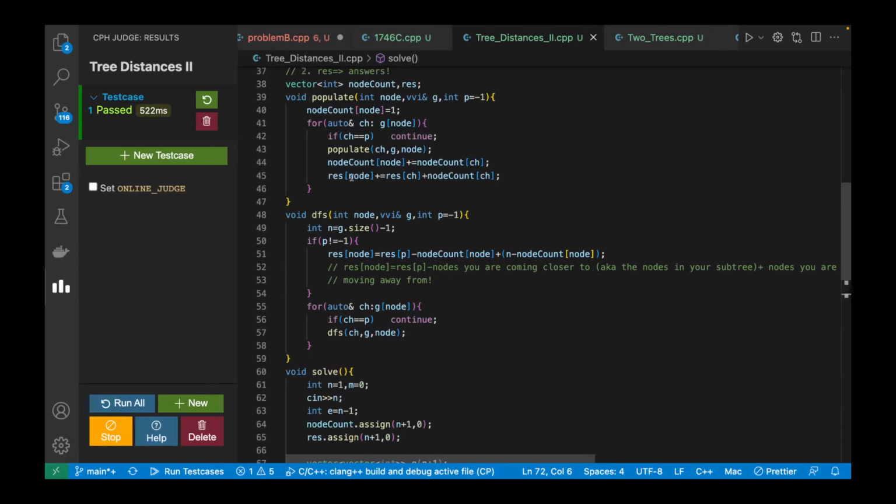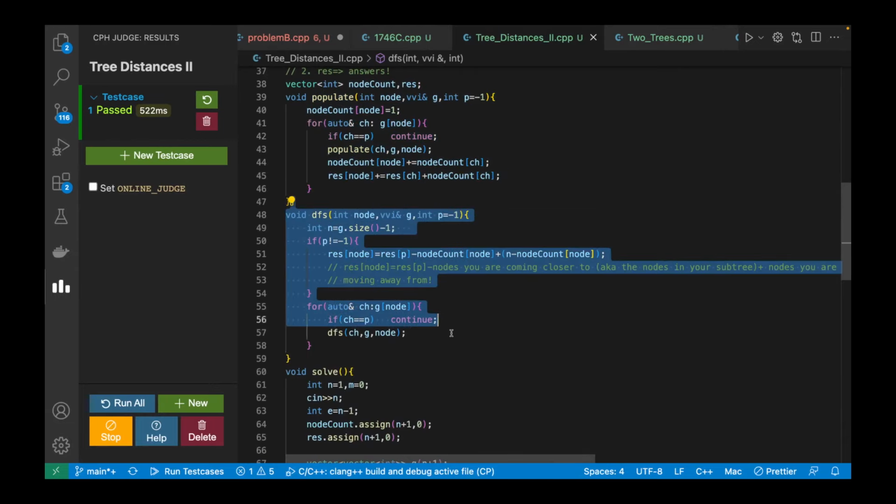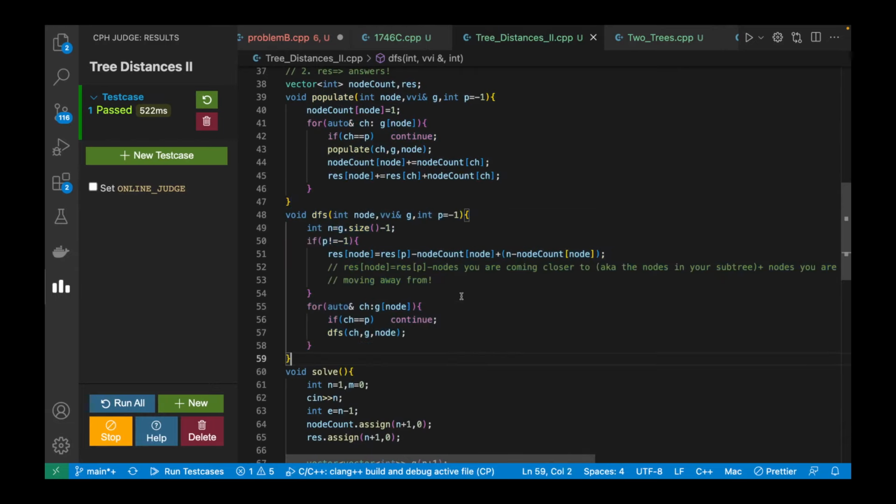That was not a big mess. We were just using a function to populate it, and then another function to calculate it for all the children. This is actually the heart of the algorithm, which is doing all the work, right? I hope everything was clear.